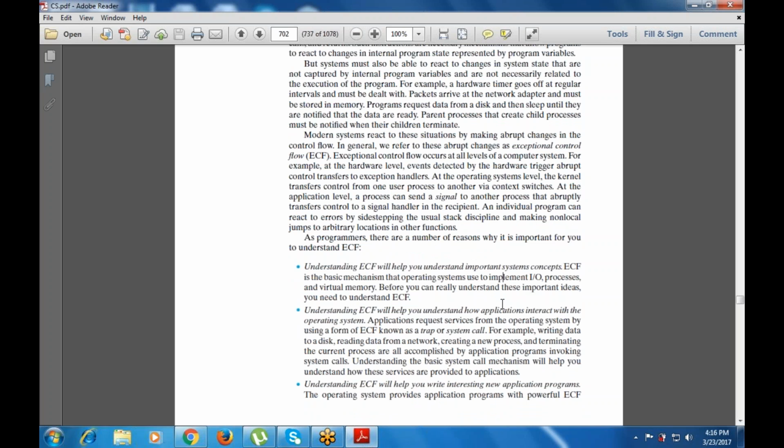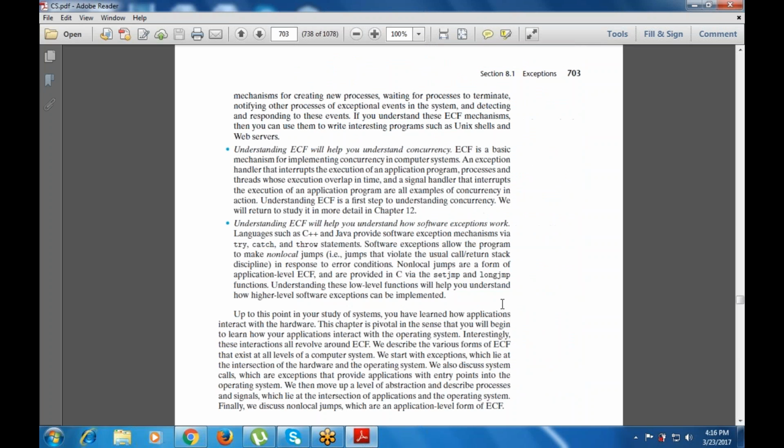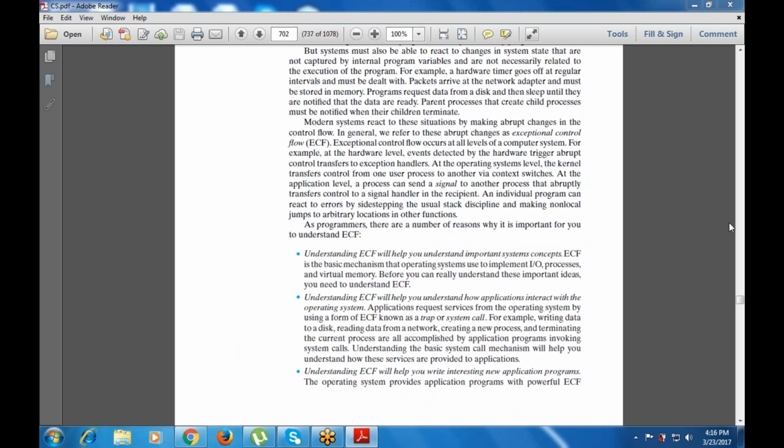It will also help you understand how applications interact with the operating system, by using an ECF known as a trap or system call. For example, when we write data to the disk, read from the disk, or use the network, that is all accomplished by application programs invoking system calls. Understanding the basic system call mechanism will help you understand how these services are provided to the application, that is, how the operating system helps to proceed with the application.